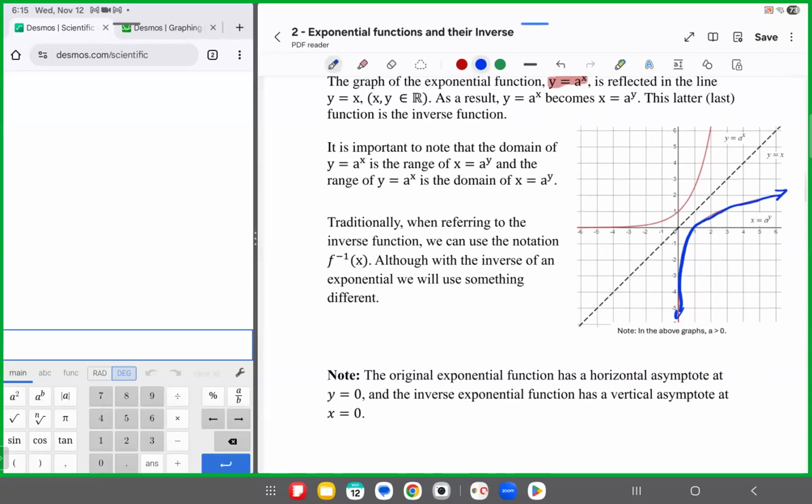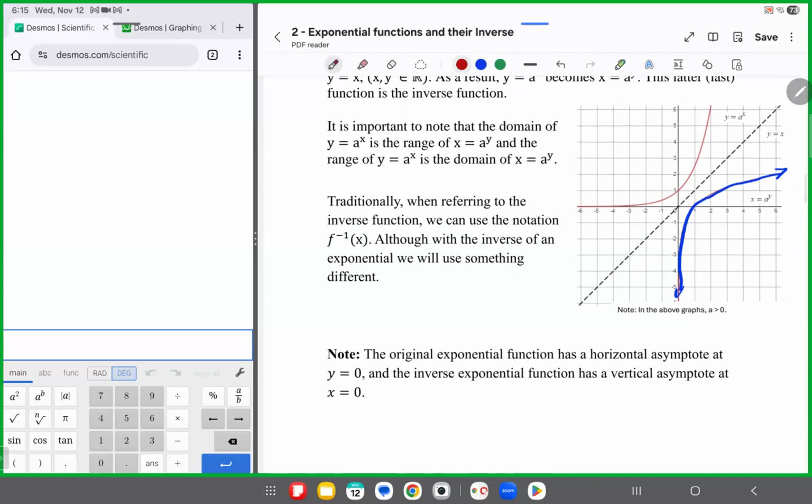Traditionally, when referring to the inverse function, we use the notation f negative 1 of x, although with the inverse of an exponential, we'll call that something special later. So note that the original function has a horizontal asymptote at y is equal to 0. So here we have a horizontal asymptote that the exponential approaches but never gets to. That will then be reflected across the line y is equal to x. And in the inverse function, that'll become a vertical asymptote with x equals 0 as its equation.